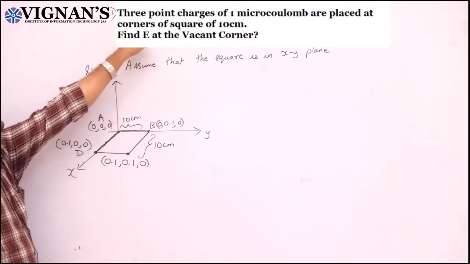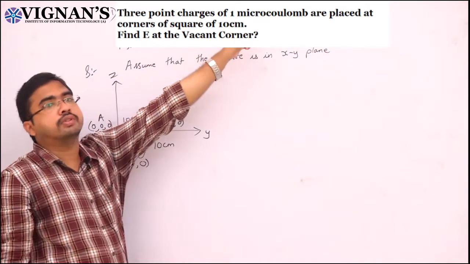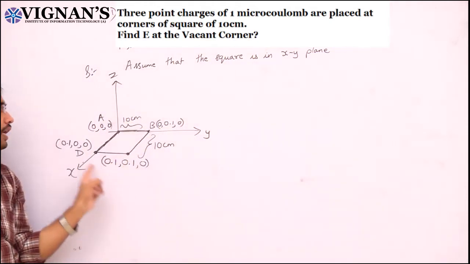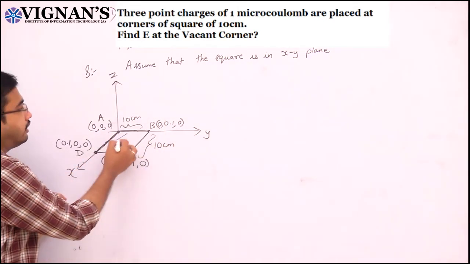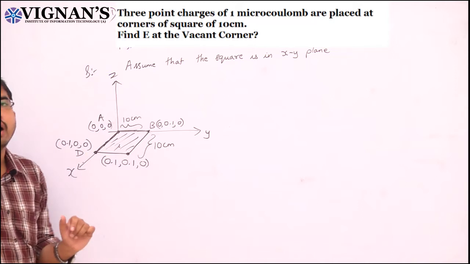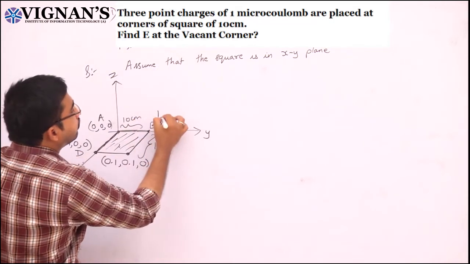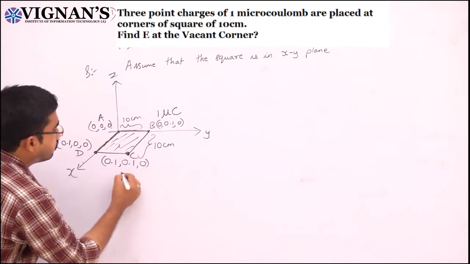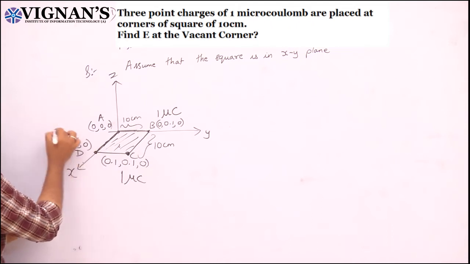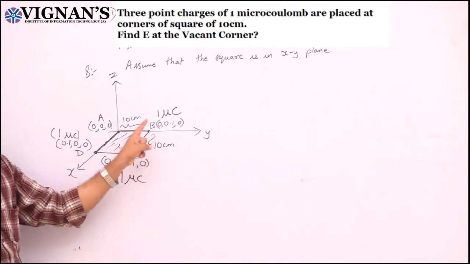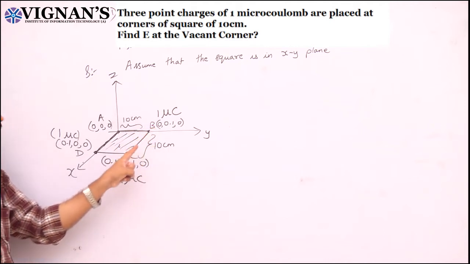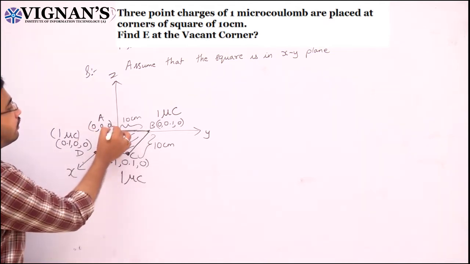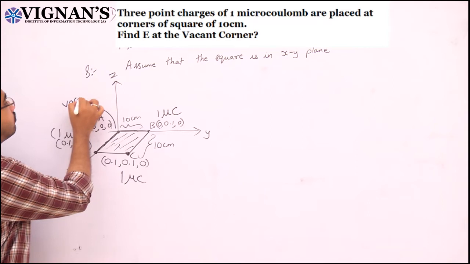Assume that 3 charges of 1 microcoulombs are placed at the corners of a square of side 10 centimeters. Side 10 centimeters we have already considered and we have fixed the points. This is the square that we are considering. Now, three 1 microcoulomb charges. This is point C. Here also 1 microcoulomb charge. So I am placing the three 1 microcoulomb charges at point B, point C, and point D. Okay. Now what is the vacant corner here? The vacant corner is point A.